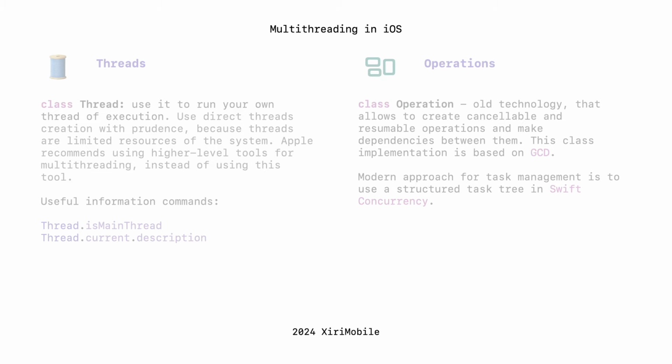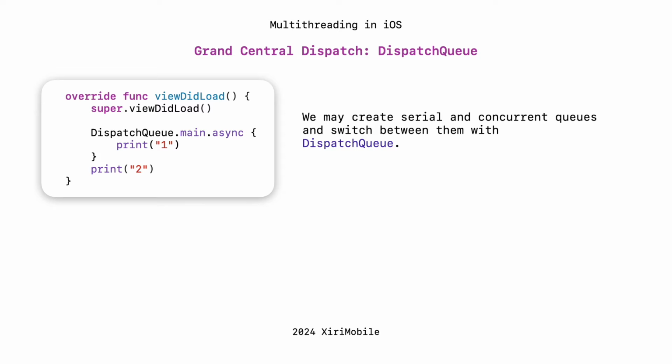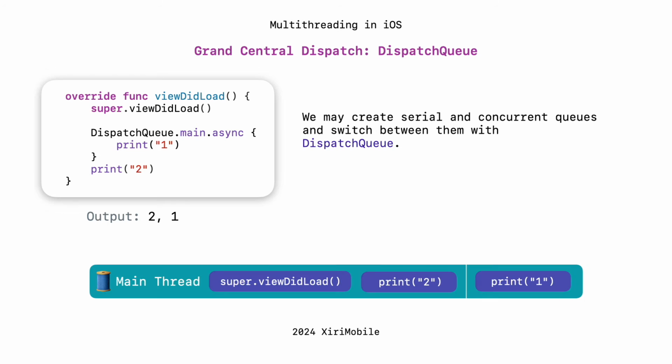And further, we will consider only Swift Concurrency and Dispatch Framework. Let's start with a trivial example with dispatch queue. Here we see asynchronous switching to the main queue from the main queue. The asynchronous block that prints 1 is added to the main queue after the sync code that prints 2. The output will always be 2, 1.